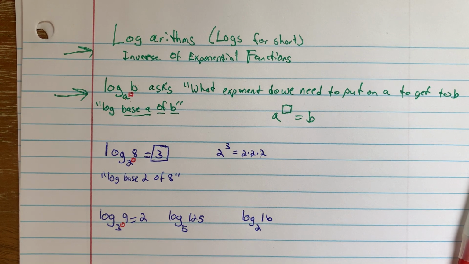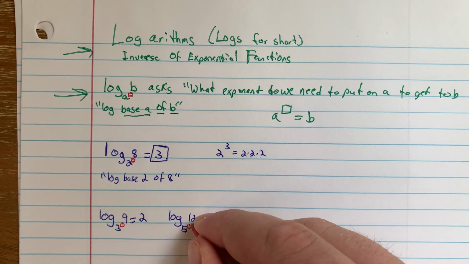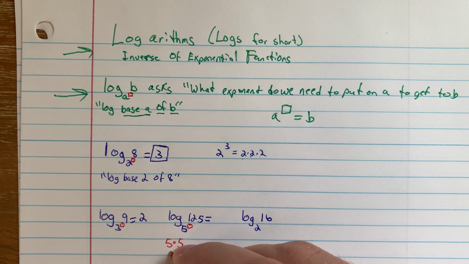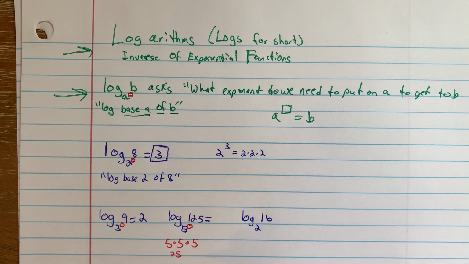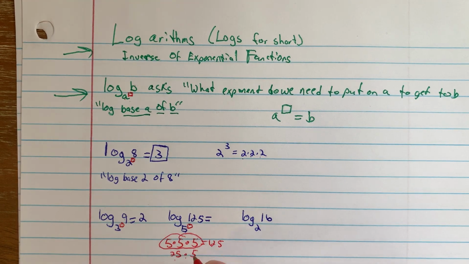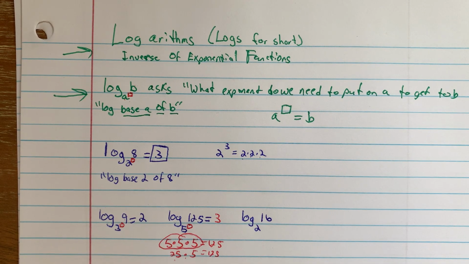3 squared is 9. How do we read this one? Well, this is log base 5 of 125. And 5 to what power gives you 125? If you're not sure right away, one thing I like to do is just start multiplying a bunch of 5s together. So 5 times 5, that's 25. Times another 5, so 25 times 5. You can even use a calculator here. 25 times 5 is 125. So it took 3 5s multiplied together to get 125. And so the answer is 3. Log base 5 of 125 is 3.